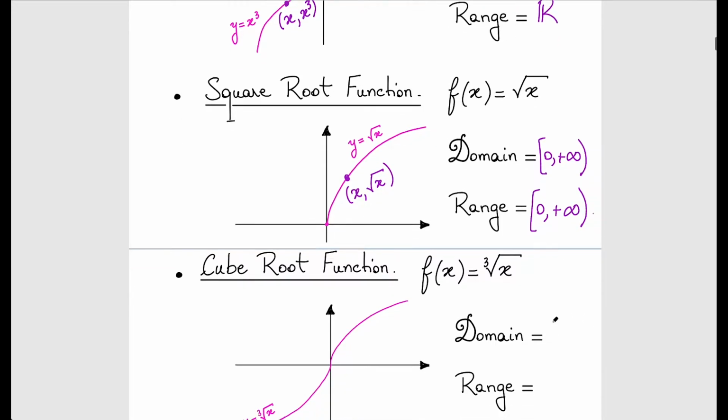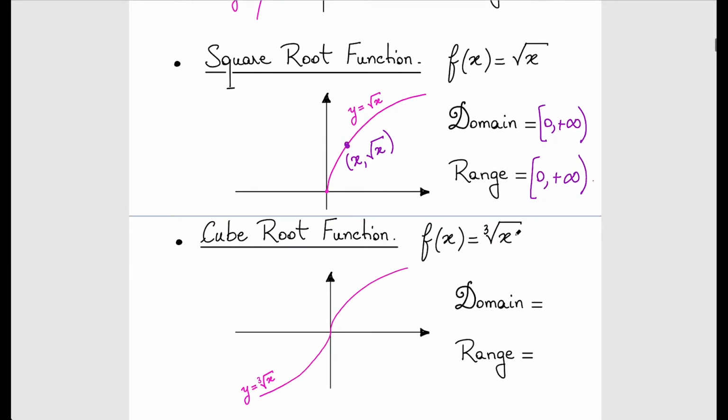Cube root function. This function produces the third root of the input, so x to the power 1/3. Since this root is odd indexed, I can input any real number. So you're going to see that the domain here is all real numbers.